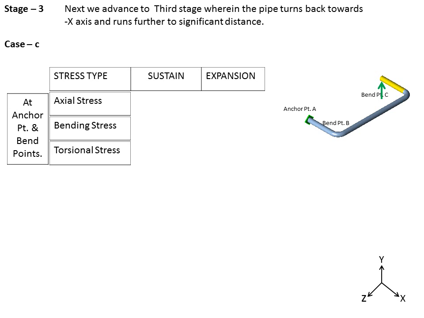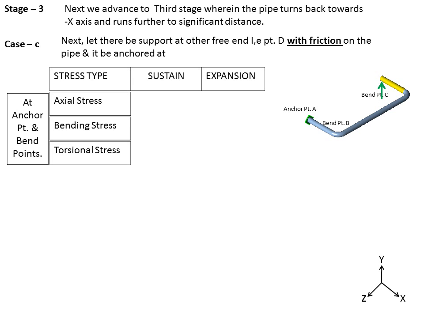Now, moving to the next case, wherein let there be a support at the other free end, and this time the support is with friction, and let the anchor point be as it is. So this time we are introducing a support with friction at the free end, and we will be seeing the various stresses in sustained and expansion conditions.